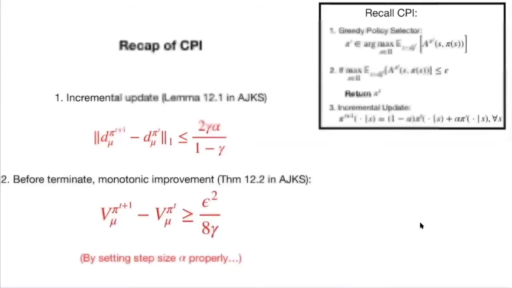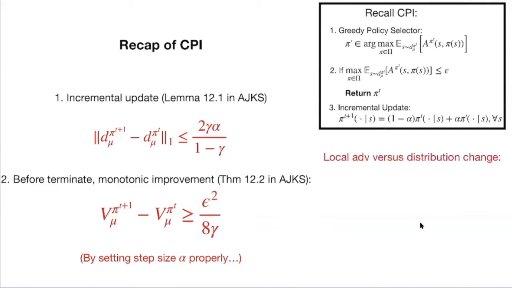Great. And with this property, we proved that the new policy is actually strictly better than the previous policy if we have not terminated yet, if there exists some non-trivial local maximum advantage at this point. If there is advantage, our procedure will find a new policy that is guaranteed to be strictly better than the previous one. This is the monotonic improvement that we are hoping for, right?